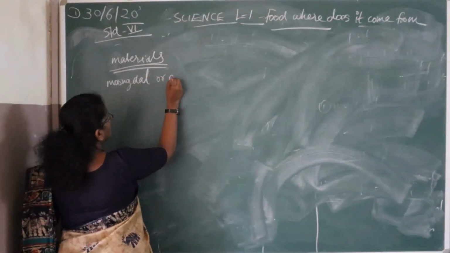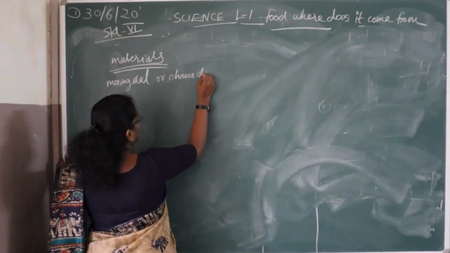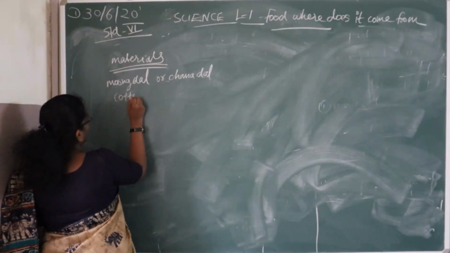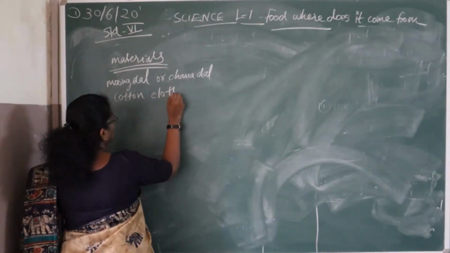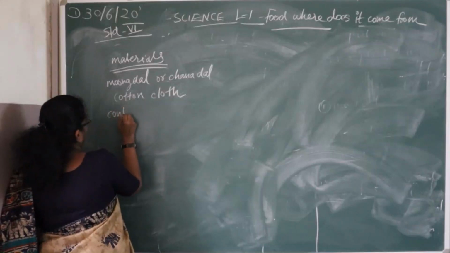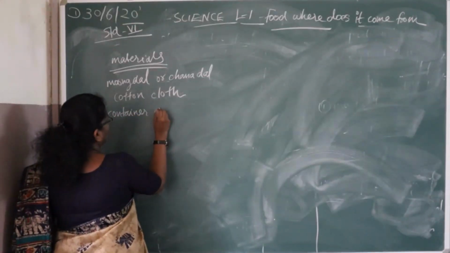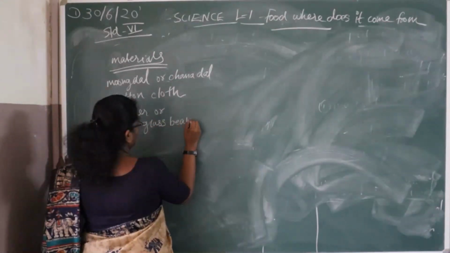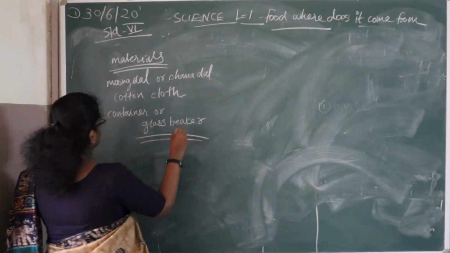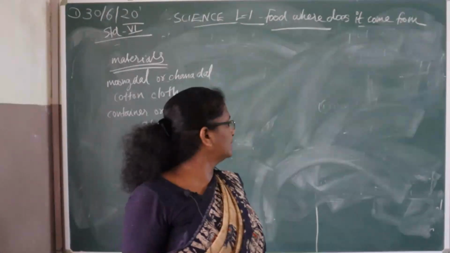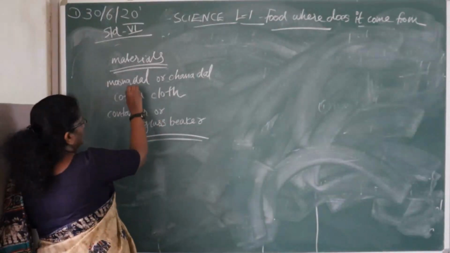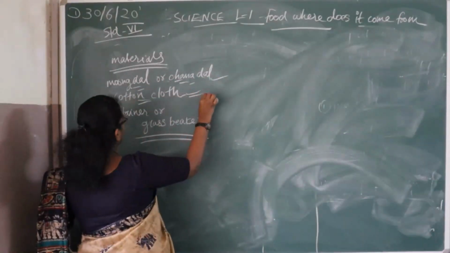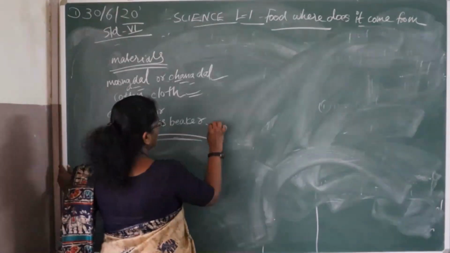For this activity we need materials like moong dal and chana dal. Next materials: cotton cloth, container and glass beaker.